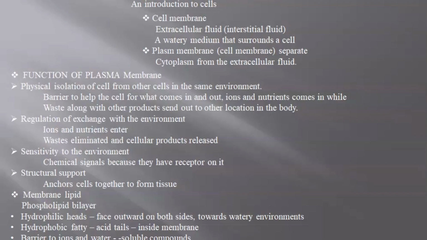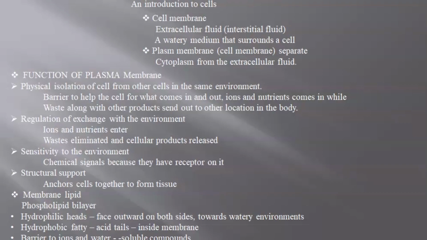It also eliminates waste, or all other products that have been produced or secreted, like the secretory vesicles out of other organelles in the cell, which can be eliminated through this plasma membrane out of the cell. It's also helping the cell to maintain sensitivity to the environment. The cell becomes sensitive to what is happening in the environment through the chemical signals at the surface of the cell. Because at the surface of the cell, there are what we call receptors.